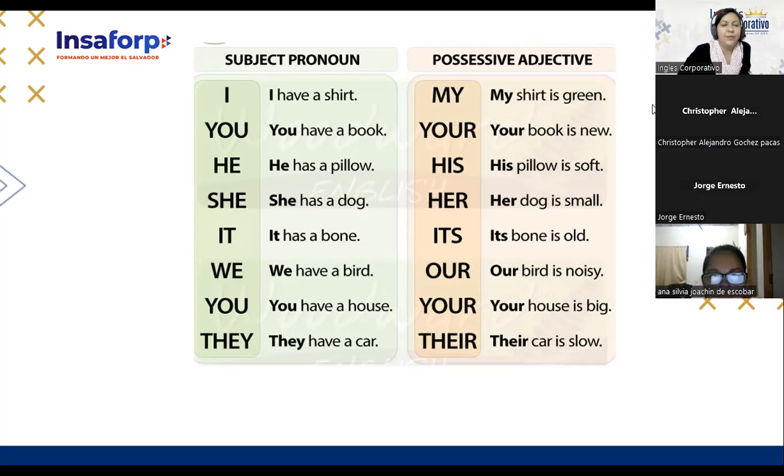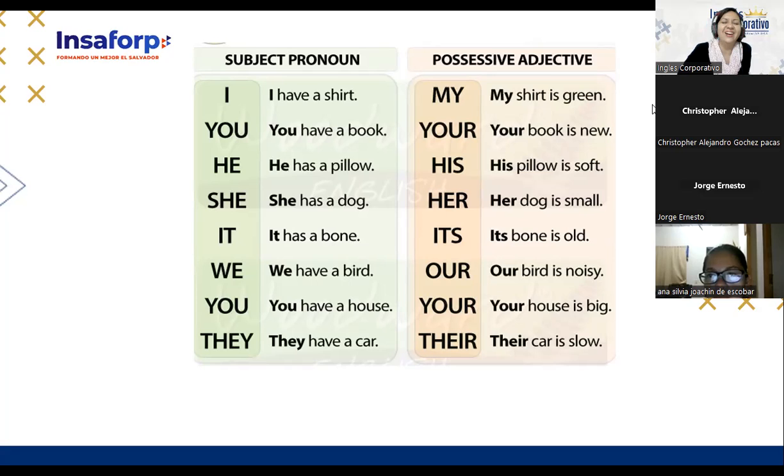Very good. Try to use the possessive adjectives. My, your, his, her, its, our, their. My friend is small. More examples. I'm waiting for the examples. Your car is small. Its car is very fast. Okay, he has a car. Okay, try to use the possessive. My dog is fat.